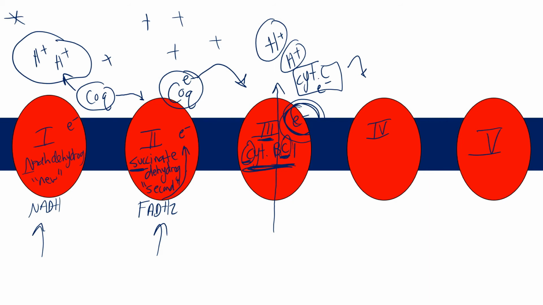Complex 4 is called cytochrome A plus A3. Now this is where a mnemonic makes the most sense, because there's a lot of things you need to know for what happens at this complex. It also goes by another name, but I just remember cytochrome A plus A3, and then you can get everything else. Let me show you how.